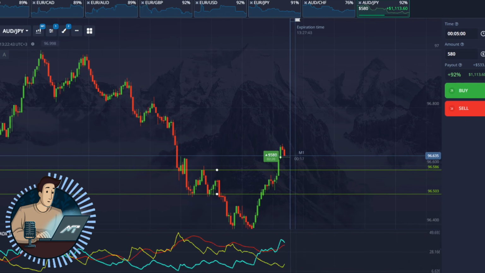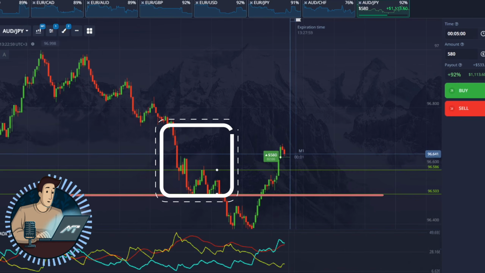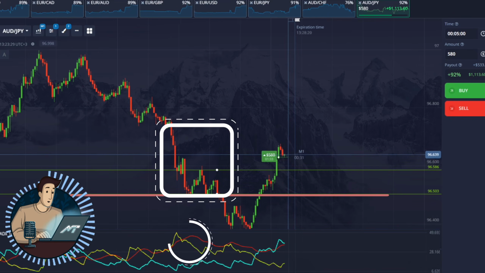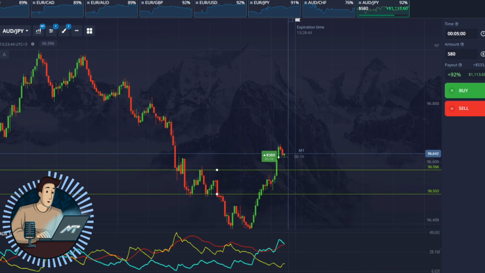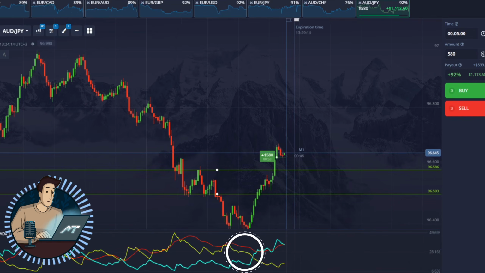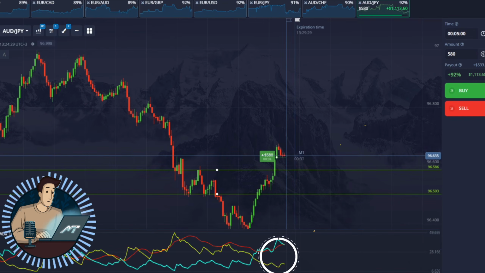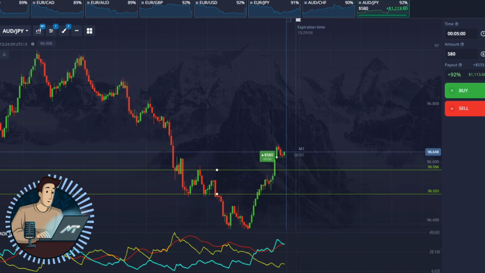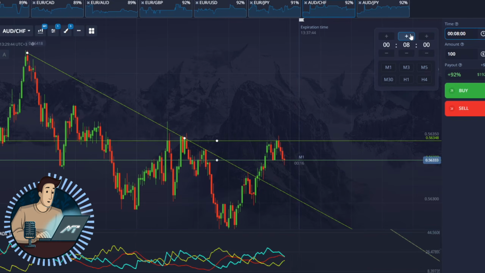Before breaking the support level, the price consolidated, clearly shown by the indicator. The yellow line starts to rise, reaches its peak after consolidation, and loses strength. This is another confirmation of a trend change. Great, the trade closes in profit. Now let's move on to the second trade.